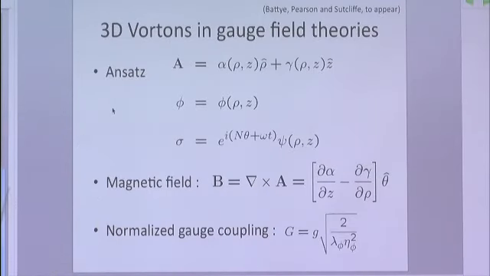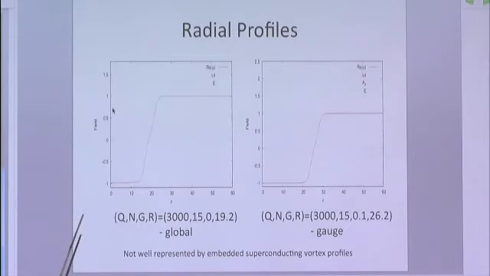So we then tried to do this in the gauge field theories, where we now have a gauge field parameterized by an extra parameter, the gauge coupling. And we were able to find some solutions. So here are some profile functions. There were a couple of interesting things about them. This was in the global case, and this is the gauge case.